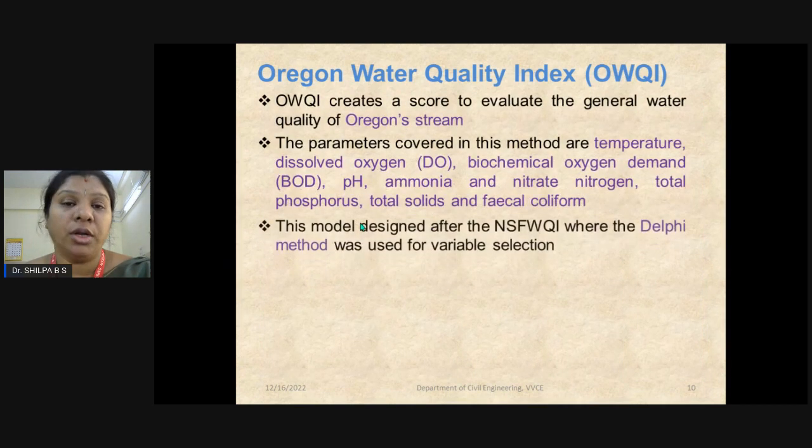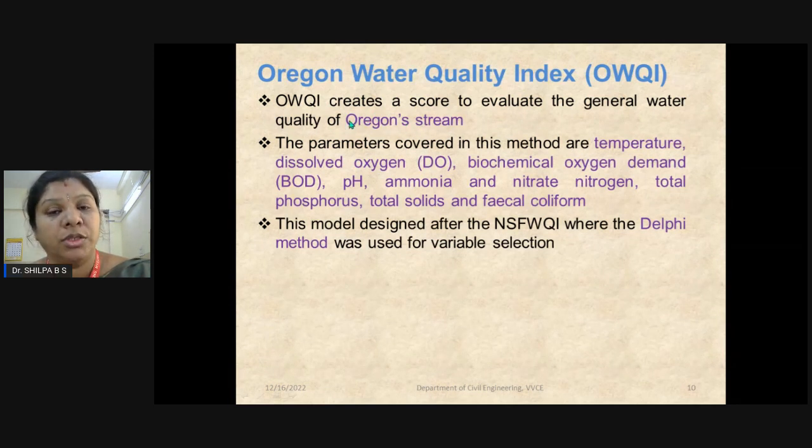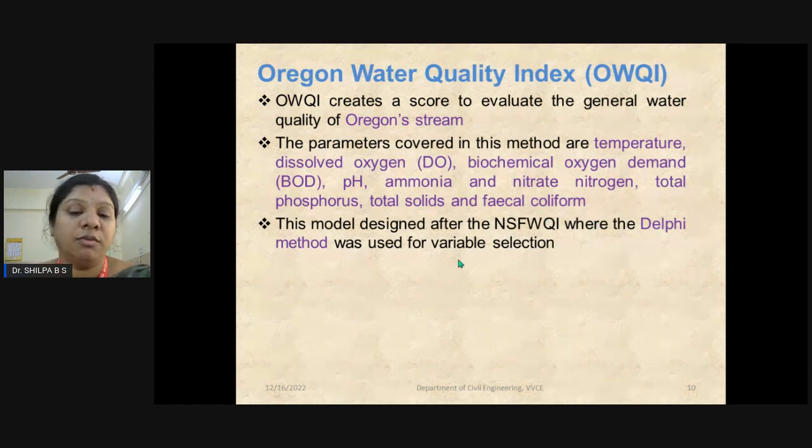Similarly, Oregon has given one water quality index. This Oregon water quality index creates a score to evaluate the general water quality. It has been devised exclusively for Oregon streams. The parameters covered in this method are temperature, DO, BOD, pH, ammonia, nitrate nitrogen, total phosphorus, total solids, and fecal coliform. This model is designed based on what the National Sanitation Foundation has derived, along with which the Delphi method was used for variable selection.